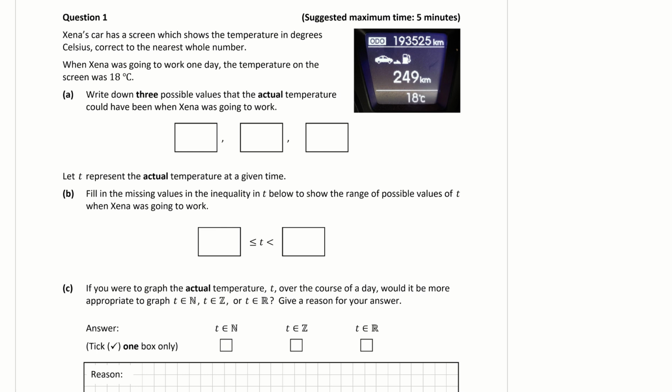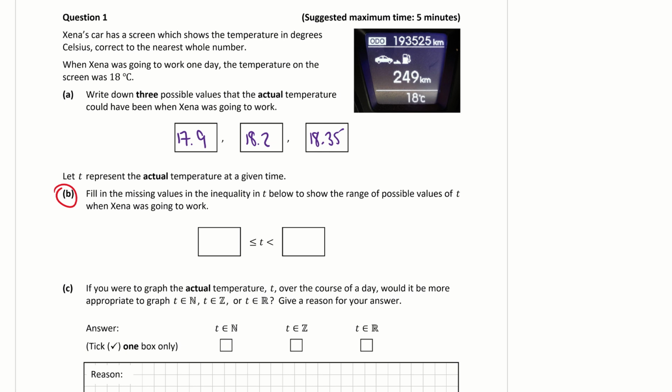Basically what you have to do here is make sure that your answers are somewhere between 17.5 and 18.5. So there's an endless amount of possibilities we can do. So we could go, say, for instance, 17.9, 18.2, 18.35, an endless amount of figures you could put in here. Part B will hopefully explain that a little bit more.